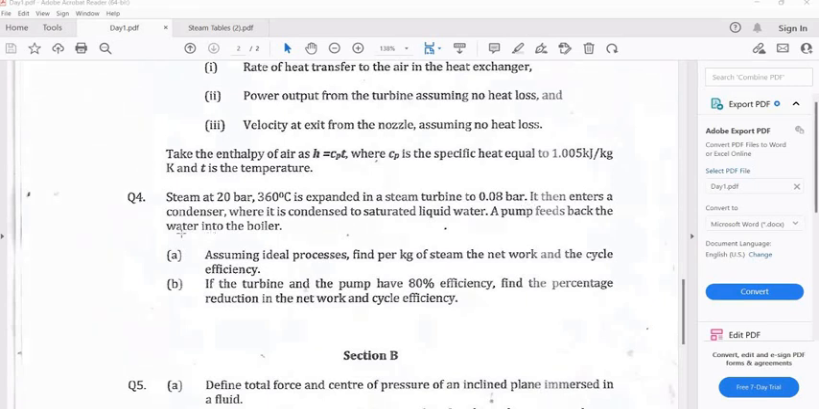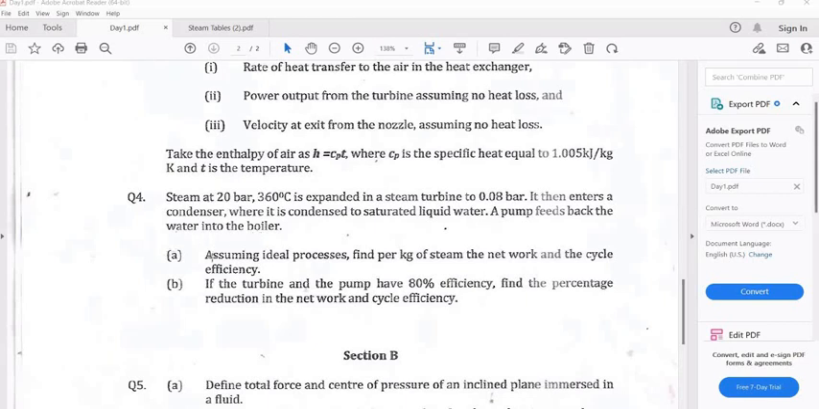Now it then enters a condenser, where it is condensed to a saturated liquid water, and then pumped. So now the water pump, that is the compressor we have discussed over there, feeds the water back into the boiler. That is the circuit and the values for the power cycle.